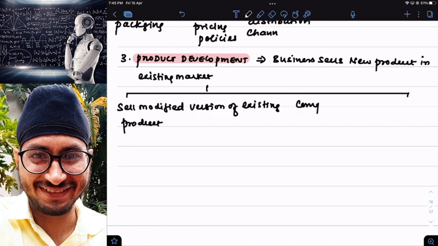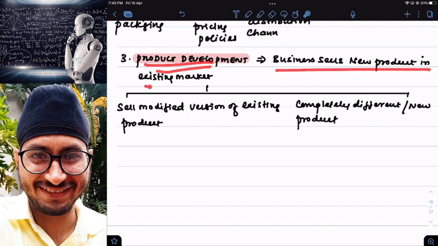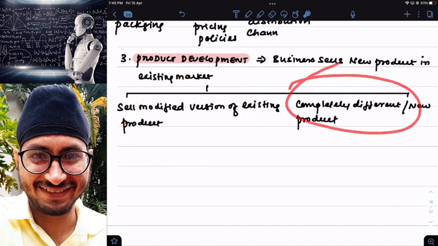Completely different product, a new product. Let us say Apple is launching a foldable mobile phone. When Apple launches a foldable mobile phone, it's completely different from existing mobile phones. So in product development, I'm launching a new product in an existing market. That new product can be a modified version of an existing product, or it can be a completely new product also. Clear? Next.